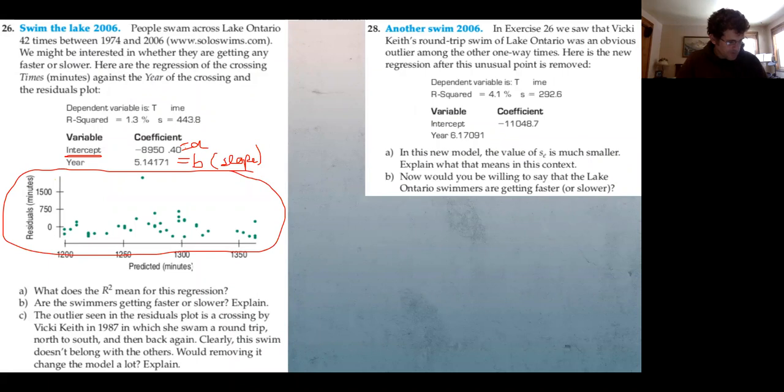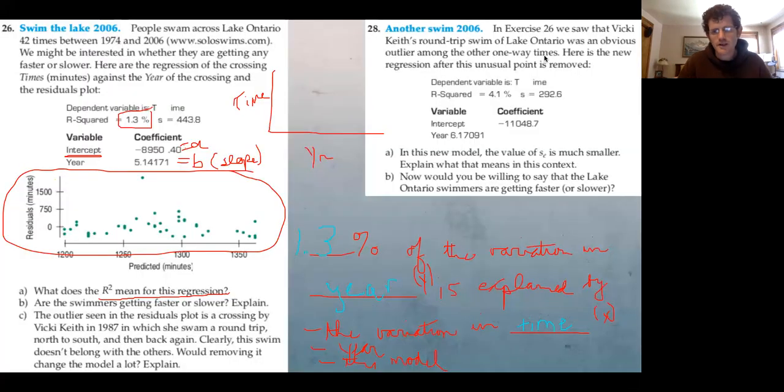So what does the R squared mean for this regression? And here's the R squared. Anyone want to take a stab at that? So we can say 1.3% of the variation in time is explained by the variation in year, or one of the other examples there. I'm just going to clear everything and we'll move ahead.